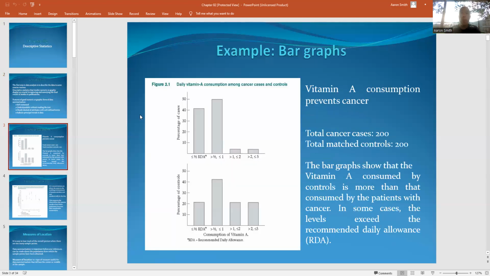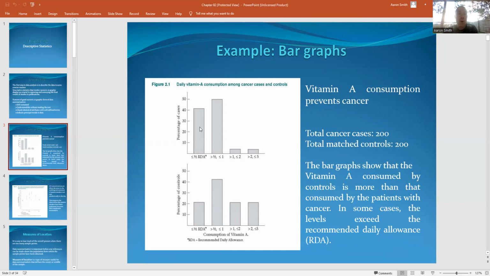Here's an example of some bar graphs. The hypothesis the author is presenting with these bar graphs is that vitamin A consumption prevents cancer. The total cancer cases are 200, and the total matched controls are 200. The bar graphs show that the vitamin A consumed by the controls is more than that consumed by the patients with cancer. In some cases, the levels exceed the recommended daily allowance.